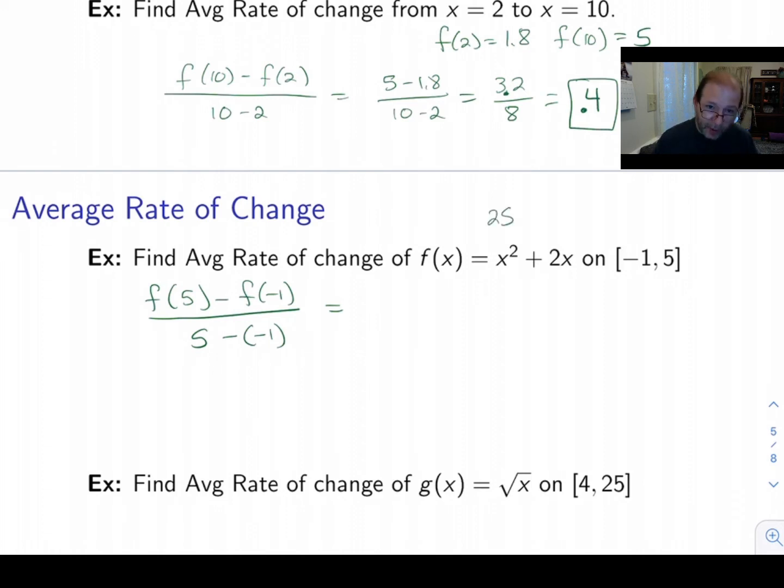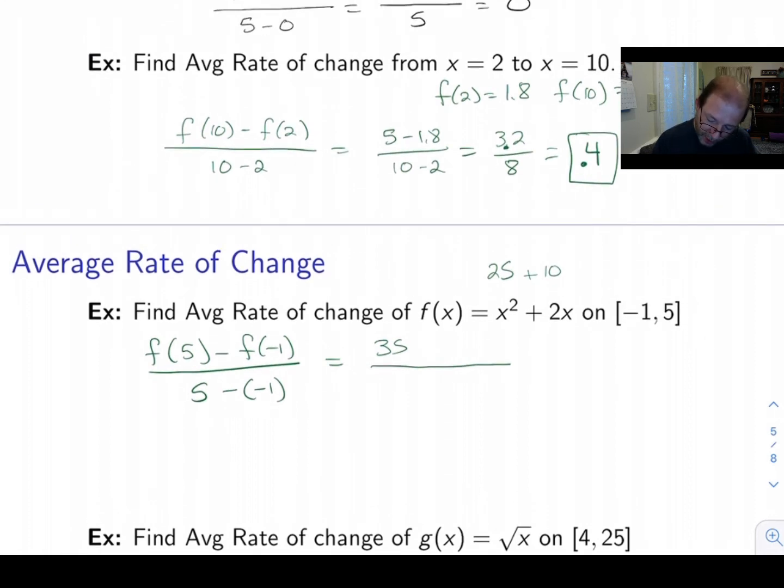All right, f of 5, I'm just going to do that up here. That's going to be 5 squared plus 2 times 5. So that's going to be 35. F of -1, if I plug in -1, I'll get -1 squared is +1 minus 2. So 1 minus 2 is -1. Hey, this works out nicely. We wind up with 36 over 6. And so the answer here is just 6.